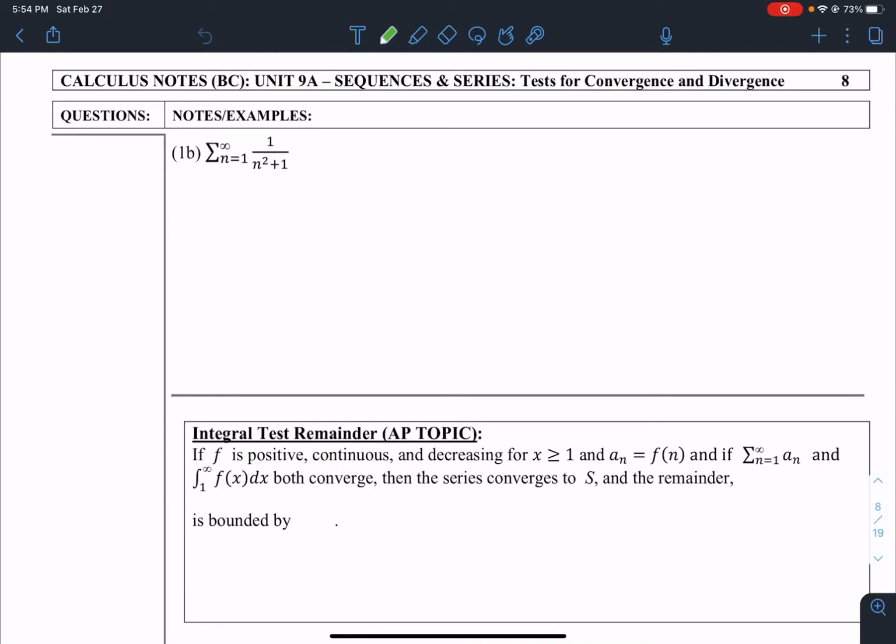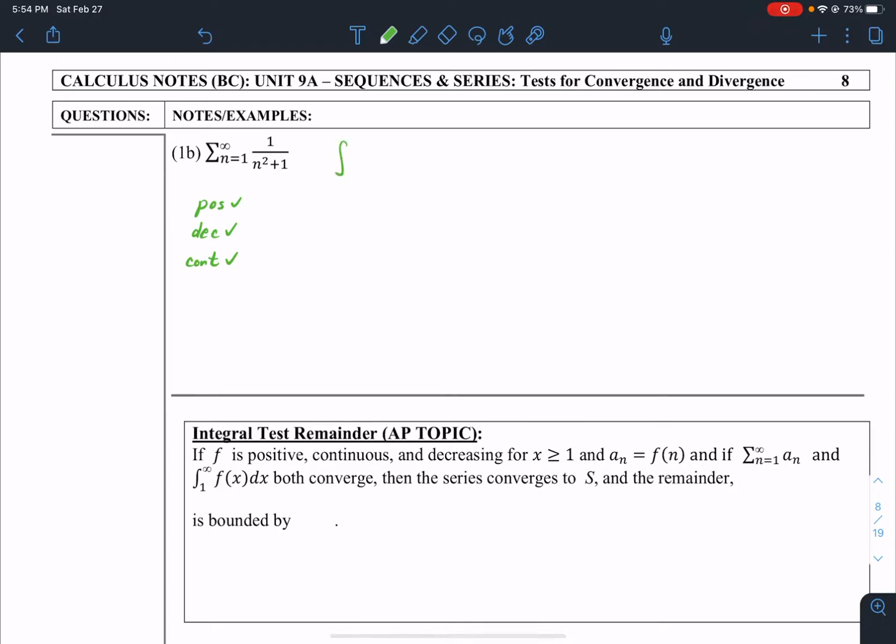1b is our next example. Again, I'm looking at the nth term test for divergence. It does not apply because the limit does go to 0. It's not geometric. It's obviously not telescoping. So the integral test is kind of my next option. I'm going to establish that this is definitely positive for all n. It's also decreasing. It's also continuous. And because all three of those apply, I'm going to go ahead and go into the integral test.